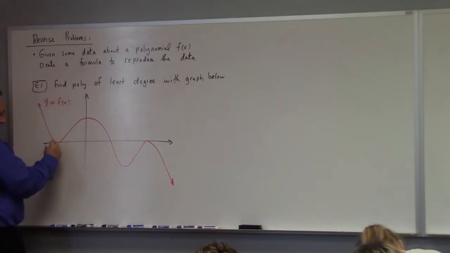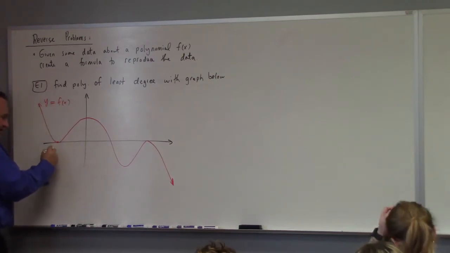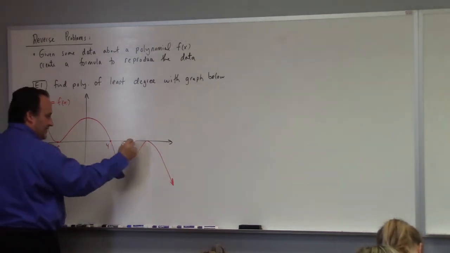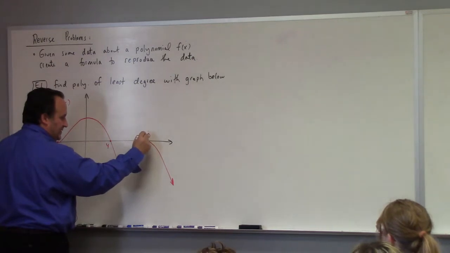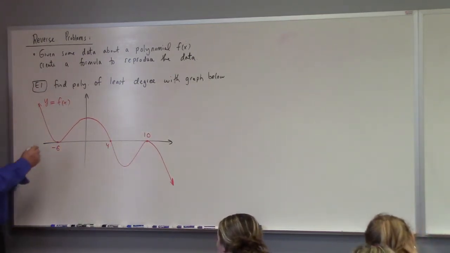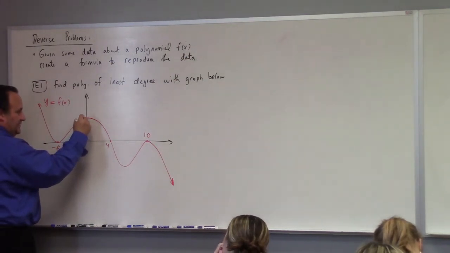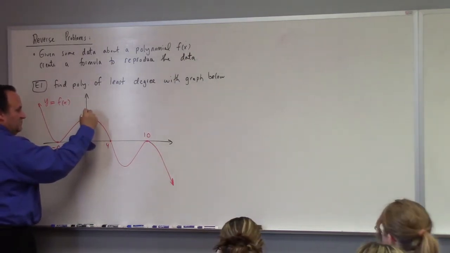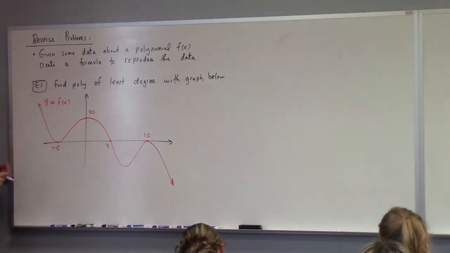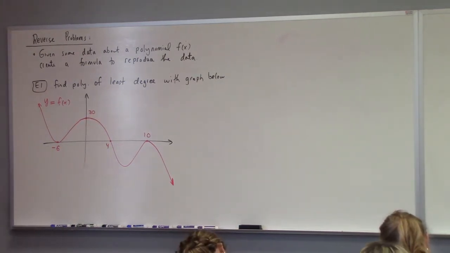All right. Let's suppose that this bounce happens at -6. Let's suppose this crossing here happens at 4. Let's suppose this bounce over here happens at 10. And let's additionally suppose that the y-intercept is 30. All right. So how do you approach a problem like this?